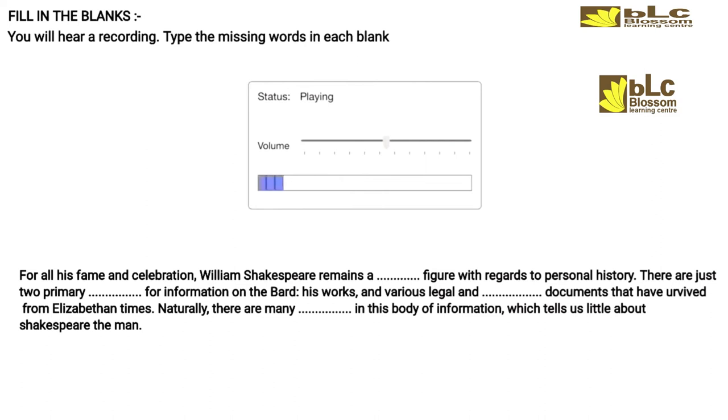For all his fame and celebration, William Shakespeare remains a mysterious figure with regard to personal history. There are just two primary sources of information on the bard: his works and various legal and church documents that have survived from Elizabethan times. Naturally, there are many gaps in this body of information, which tells us little about Shakespeare the man.